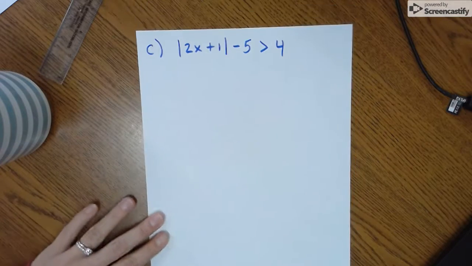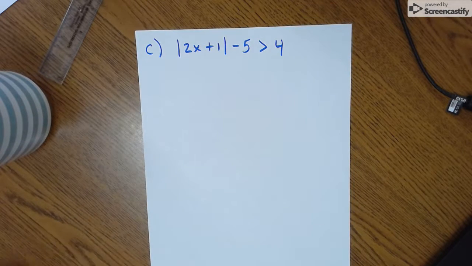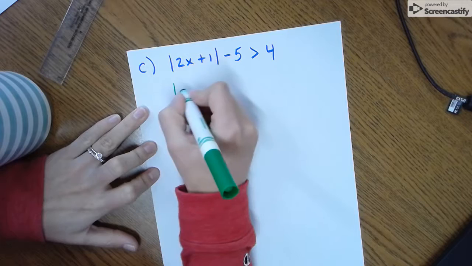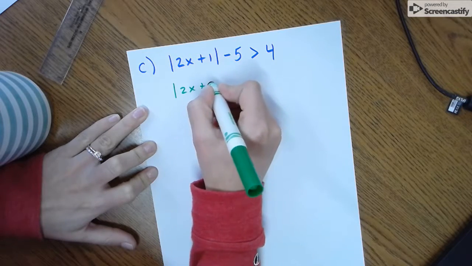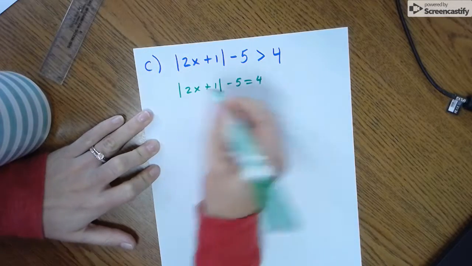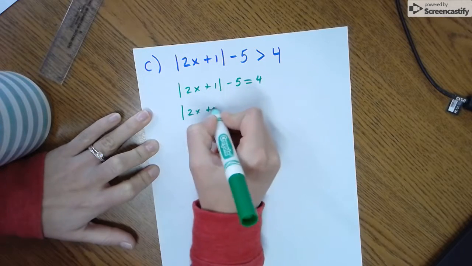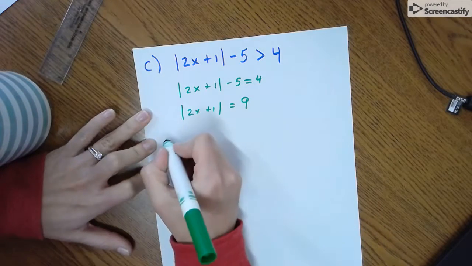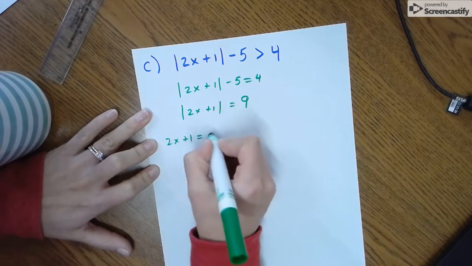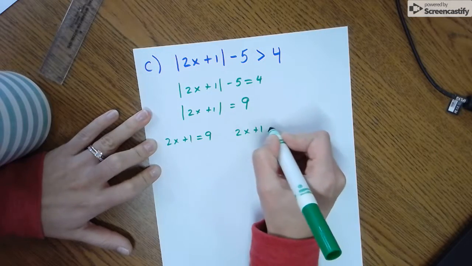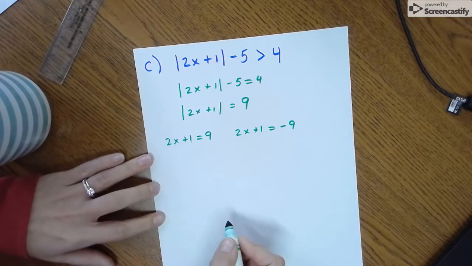And one more example with that. Another absolute value one. So again, I'm going to ignore the inequality, and I'm just going to make this an equal sign. And I'm going to solve for my boundary points. So add 5. And now I have to set up my two cases. So 2x plus 1 could equal +9, or 2x plus 1 could equal -9.